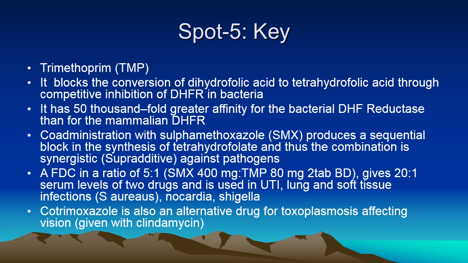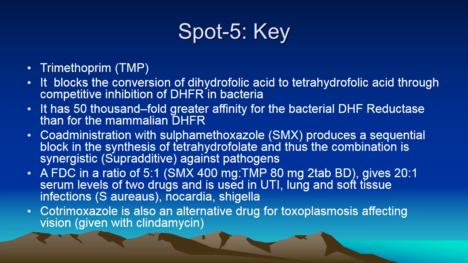Co-administration with sulfamethoxazole produces a sequential block in the synthesis of tetrahydrofolate, and thus the combination produces a synergistic, supraadditive antibacterial action. Currently, sulfonamides are rarely used alone. They are always used in combination with trimethoprim in a fixed dose combination ratio of 5:1, which gives 20:1 serum levels of the two drugs, as is commonly used in the treatment of urinary tract infection, lung infections, soft tissue infections, particularly Staph aureus, as an alternative drug, Nocardia, and Shigella.